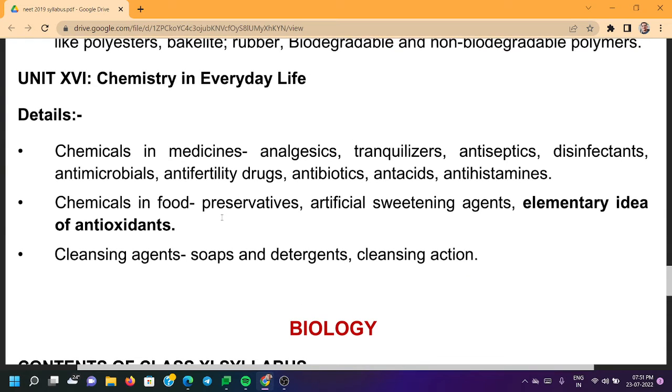Class 12th, Unit 16, Chemistry in Everyday Life. Chemicals in medicines, analgesics, tranquilizers, antiseptics, disinfectants, antimicrobials, anti-fertility drugs, antibiotics, antacids, antihistamines, chemicals in food preservatives, artificial sweetening agents, elementary idea of antioxidants, cleansing agents, soaps and detergents, cleansing action.